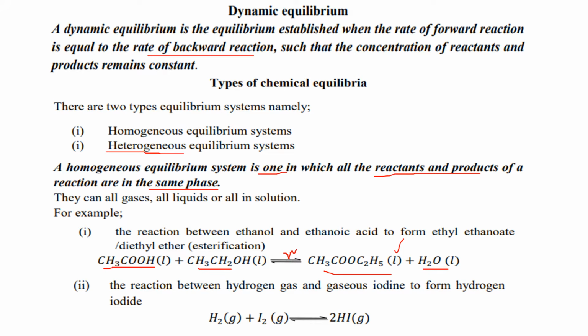And in the last example, I gave you a reaction between hydrogen gas and gaseous iodine. They both form gaseous hydrogen iodide. If you look at this equation, iodine is a gas, hydrogen is a gas, and hydrogen iodide is a gas. And this is a reversible reaction. We use reversible arrows, forming hydrogen iodide, which is a gas. So since we have the gaseous state as the phase everywhere, this qualifies to be a homogeneous system.